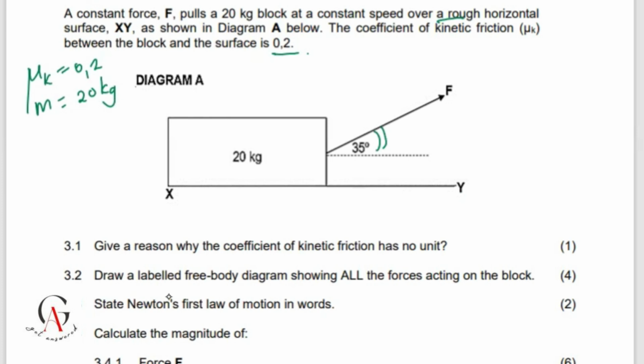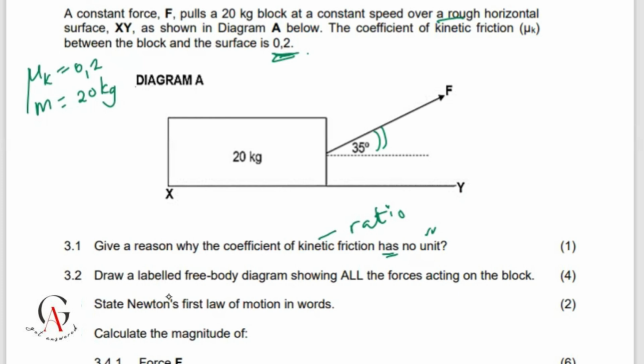So 3.1, they want us to give a reason why the coefficient of friction has no units. In other words, they cannot give us 0.2 kilograms or 0.2 meters. Why? Because this coefficient is basically a ratio. That's all we need to say. The coefficient is a ratio. So it's a ratio between the two forces.